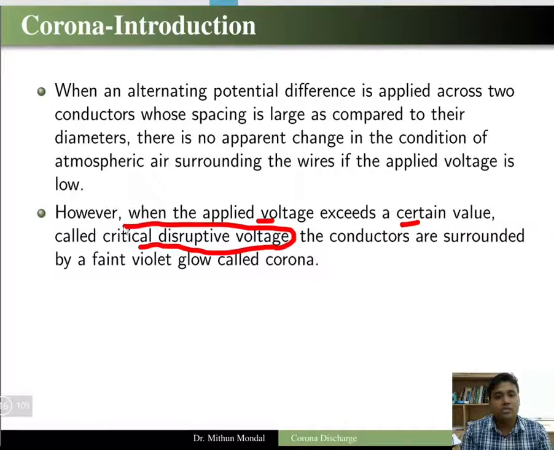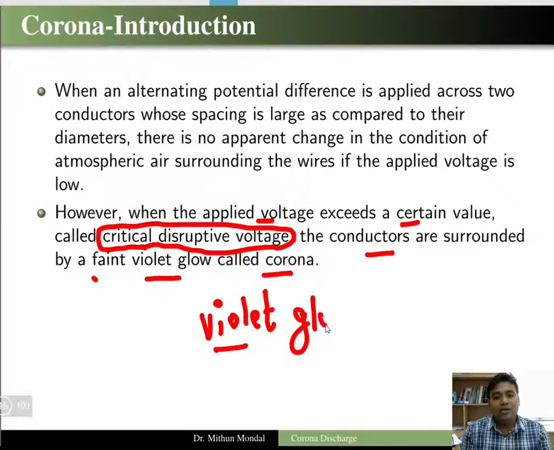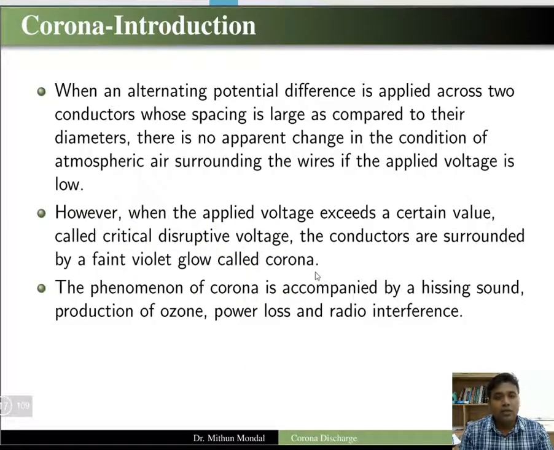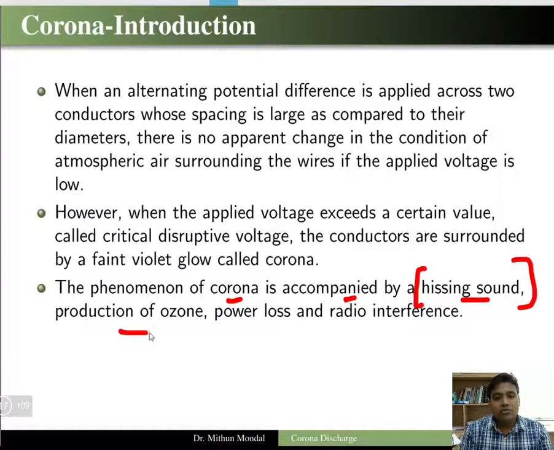which we are going to discuss, the conductors are surrounded by a faint violet glow called corona. So there will be a violet glow around the conductor, and this glow is known as corona. The phenomenon of corona is accompanied by a hissing sound, production of ozone, power loss, and radio interference. So these are the accompanying factors.